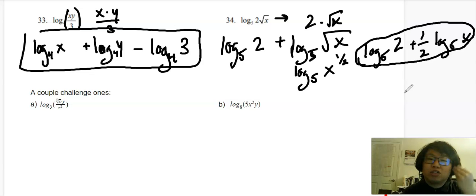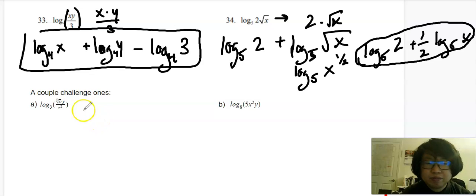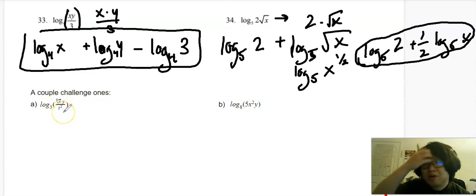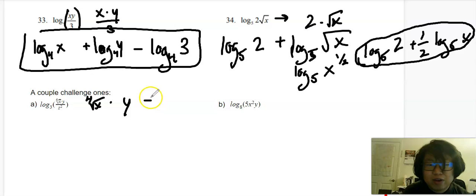Okay, let's try one of the problems here. One of the challenge problems, and then the other one I'm going to leave for you just in case you want to give it a shot. All right, so let's take a look at this one. I've got log base 3 of the 4th root of x times y over z squared. Woo, that's a mouthful. Try saying that a couple times fast. Well, it doesn't seem that challenging, I think. We got the 4th root of x times y, and then we have it divided by z squared.